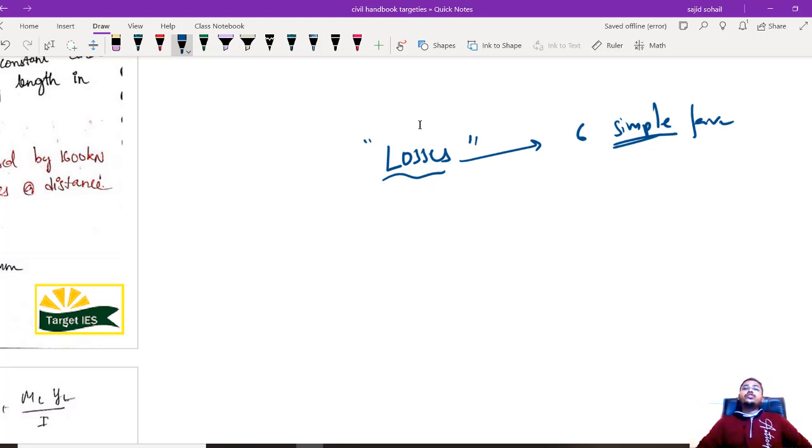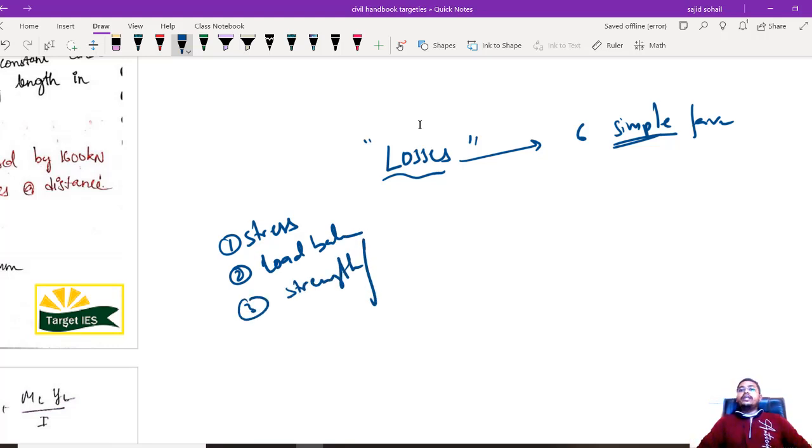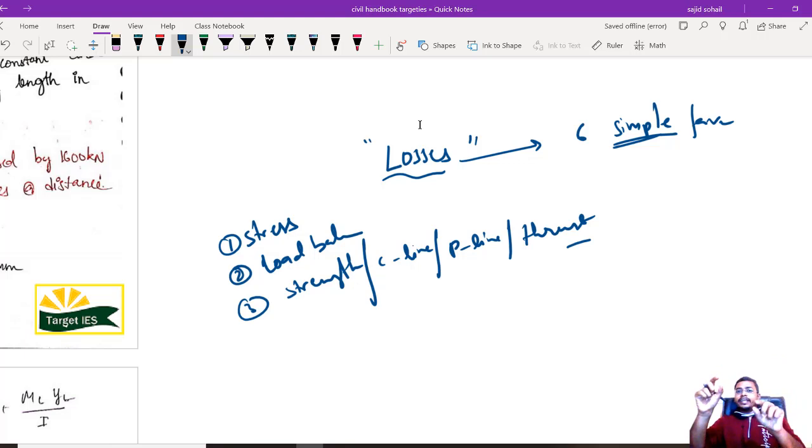Before going into this topic, yesterday in module number 2, I taught you 3 important concepts. One is the stress concept. Second one, the load balancing concept. And third one was the strength concept, or you can also call it the C line concept, P line concept or thrust line concept. It is up to you, whatever you want to call it. So we are going to solve one question based on all the 3 and check what answers we are going to get.